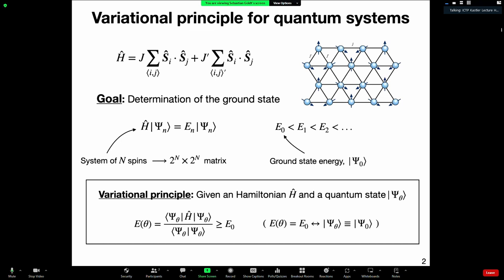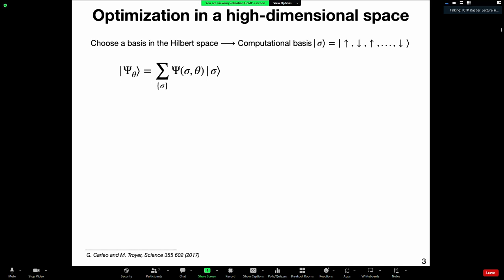So the idea is to introduce some parameters in this parametrization and then to optimize these parameters in order to minimize the variational energy. Quantum states are abstract objects. So in order to work in practice, we have to expand this state in a basis. And typically, we work in the computational basis, that is the classical spin configurations in which on each site we have a spin up or down. In this way, the amplitude of the quantum state in this basis defines the many-body wave function. That is the key object that we are interested in.